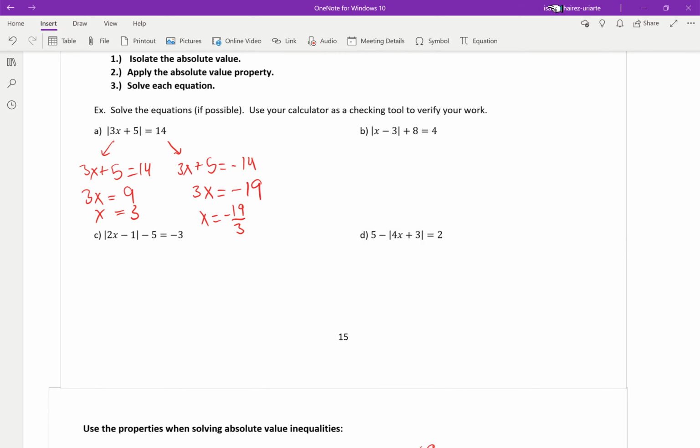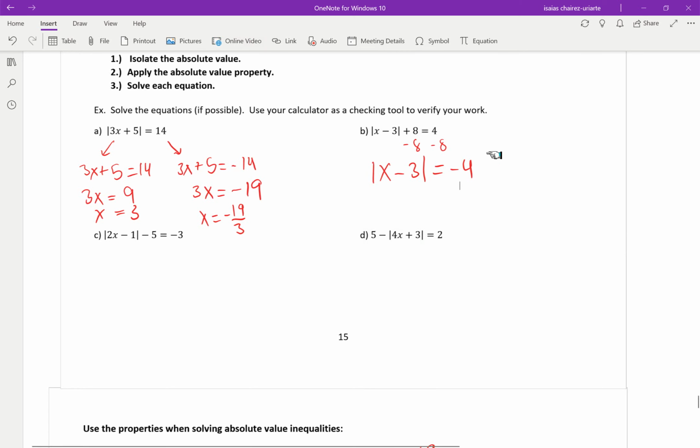Let me solve part B. So on part B, what I'm going to do is subtract 8 from both sides. And then, okay, so then the absolute value of x minus 3 is equal to negative 4. That was the first step. I needed to isolate the absolute value. Okay, and now I'm dealing with this equation here.